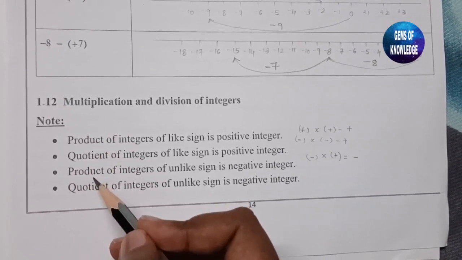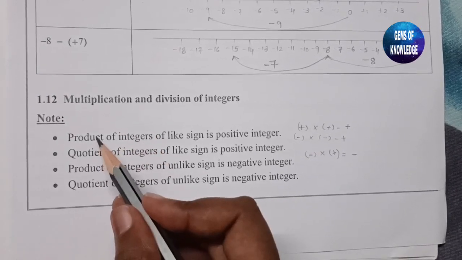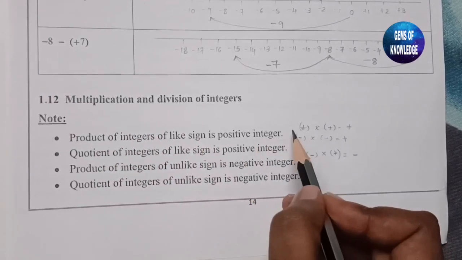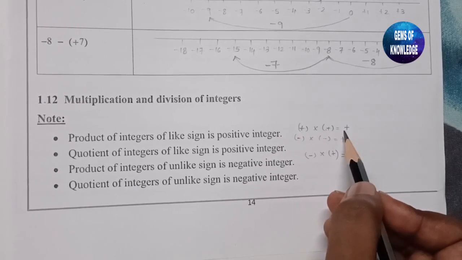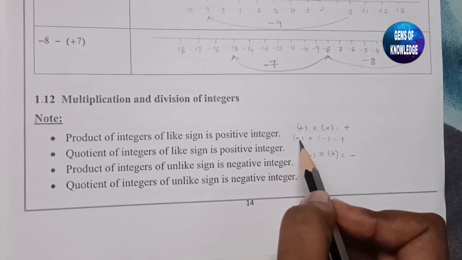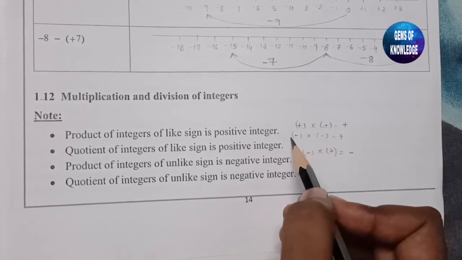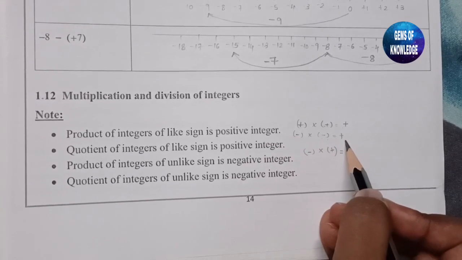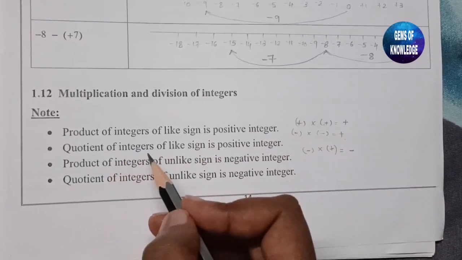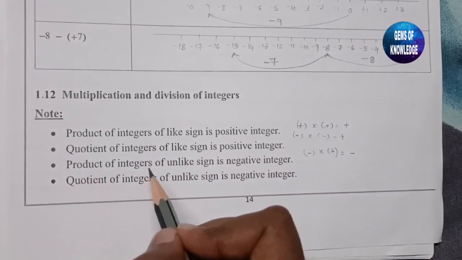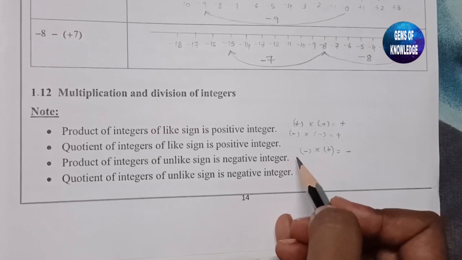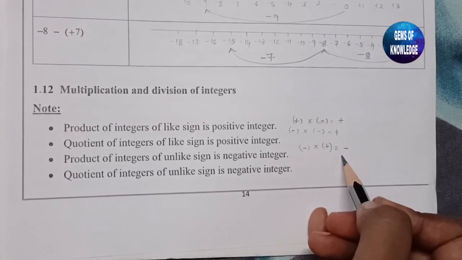If it is multiplication, see, product of integers of like sign. Okay, this is the product of integers having the like sign, then it will be positive integer. Suppose the product of the integers of the like sign will be positive only. The quotient of integers of the like sign is also positive only. Product of integers of unlike sign, when these are unlike, then it will be always negative number.